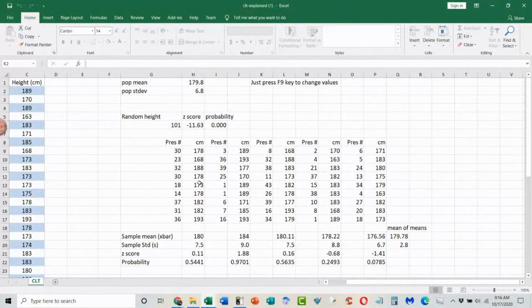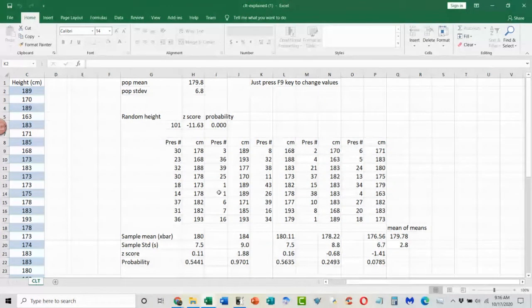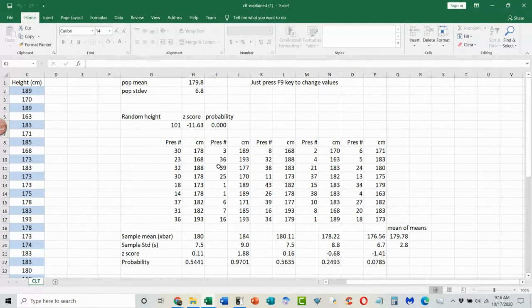Now what it's doing is pulling out the 9 presidents. So president 30, 32, and sometimes they do get counted more than once. That's perfectly fine because it's just random. We're randomly sampling them, getting their heights, finding the means of those samples and the standard deviations of those samples. And so these are the z-scores of both of those things. But what we're really interested in is this over here.